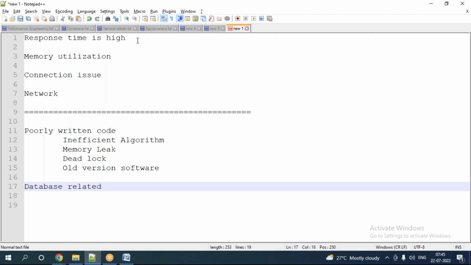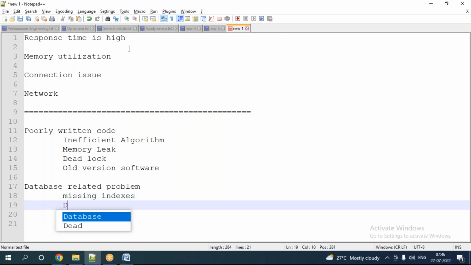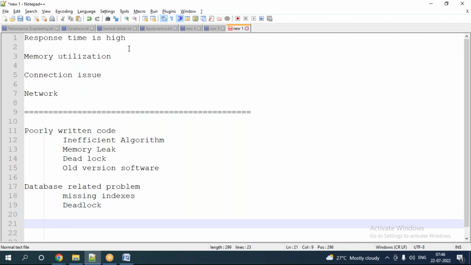Database related problem. Okay, database related, obviously missing indexes. Okay, missing indexes, and then even database level deadlock. So these are database related.